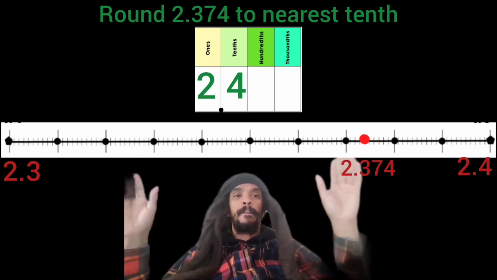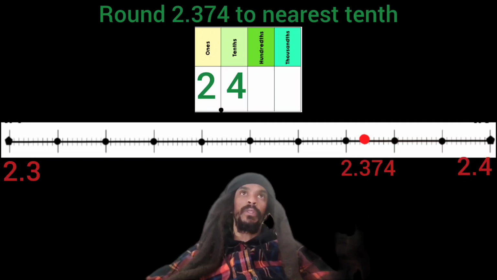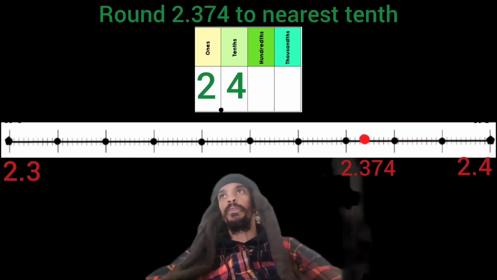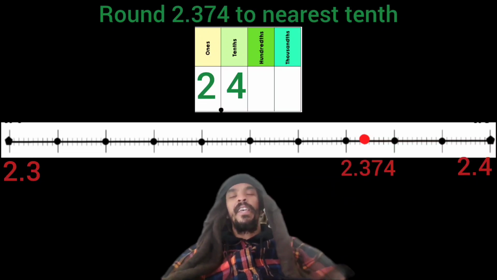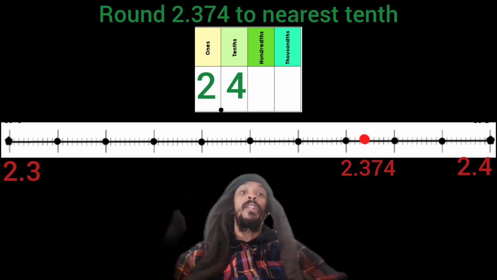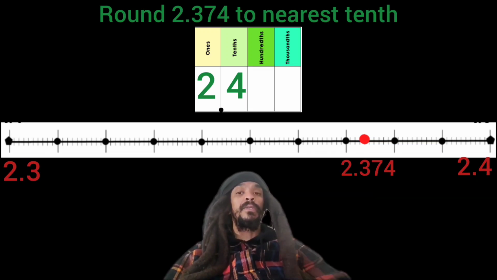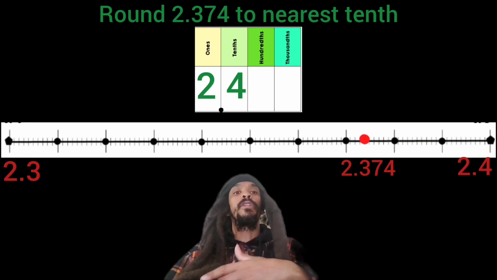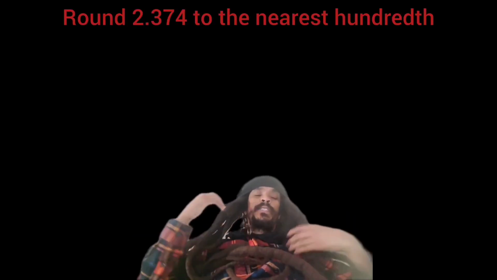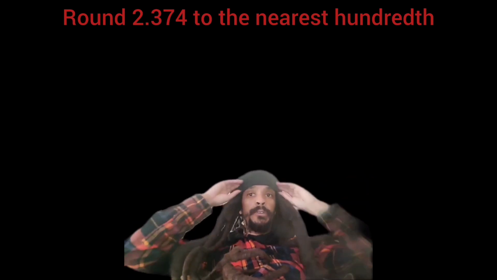We could locate that between 2 and 3/10 and 2 and 4/10. And when we mark it, we'll notice that it's closer to 2 and 4/10, which reinforces what we did earlier with our estimation. All right, now let's round that same number, 2 and 374 thousandths, to the nearest hundredth.